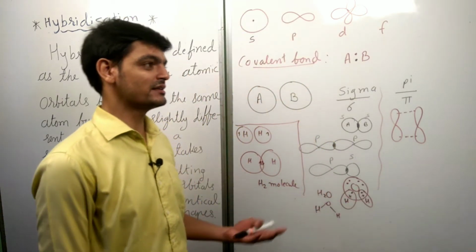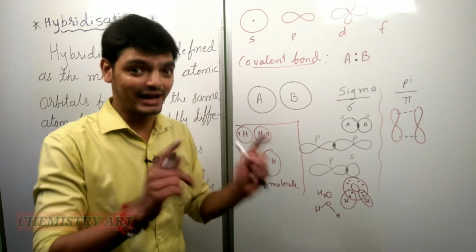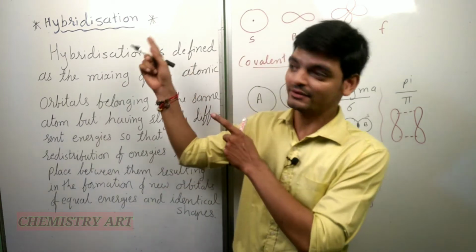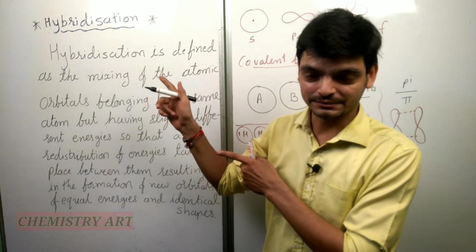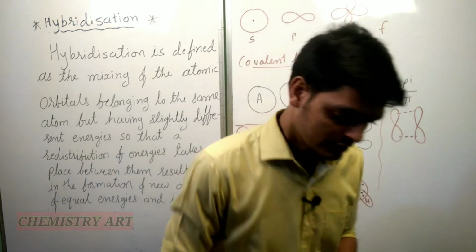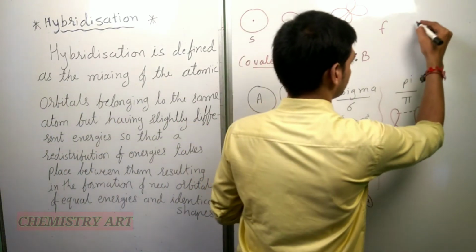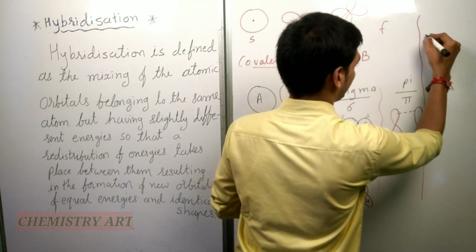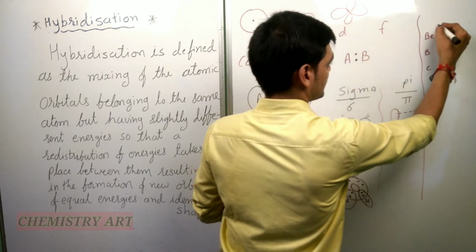But VSEPR theory is not giving all the information about the shapes of molecules, and that is why again I am coming to the main point, hybridization. So when and how does hybridization take place? First let me tell you, suppose we have beryllium, boron, carbon.